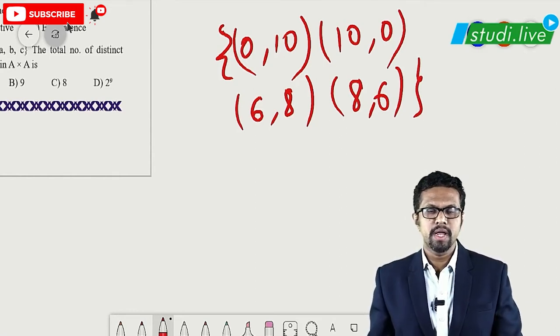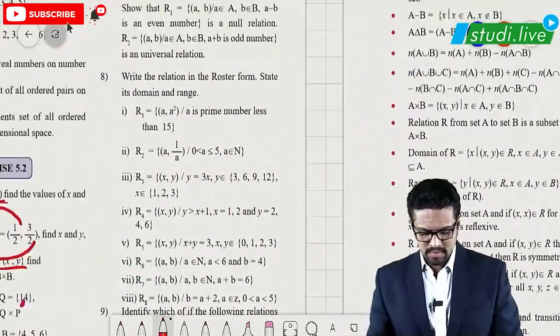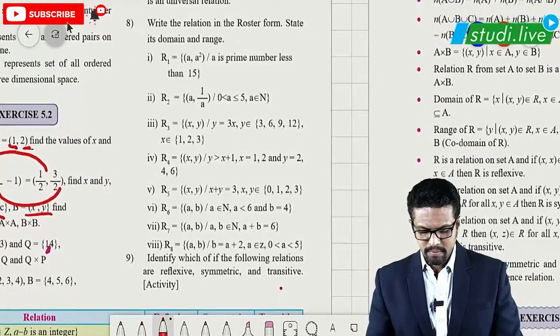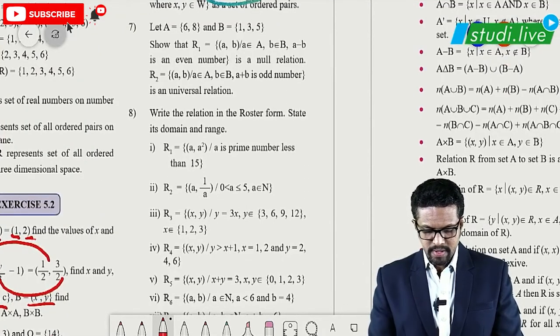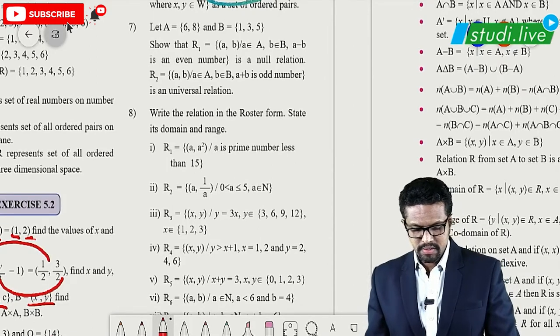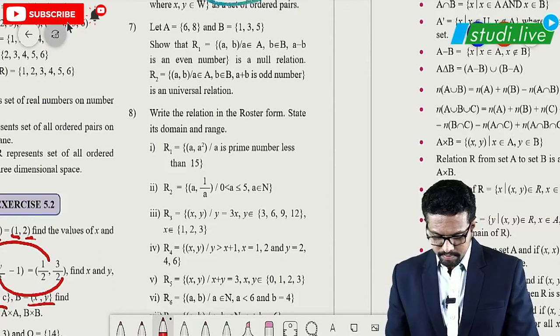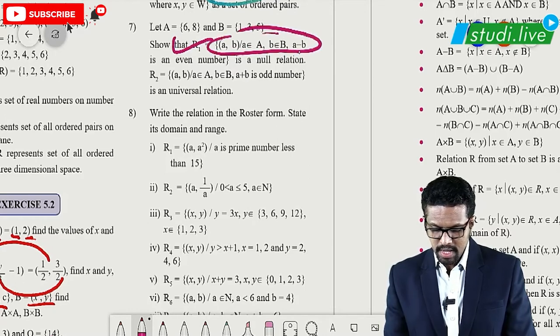We can find the domain and the range also, but the question does not ask us to find the domain and range. But of course we can find them, no doubt in that. Next is a similar question, question number 7. Set A is given, set B is given. We have to find a relation R1 which will contain all the elements A comma B for which A minus B is an even number.